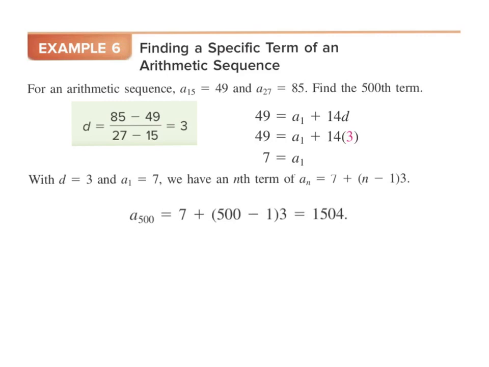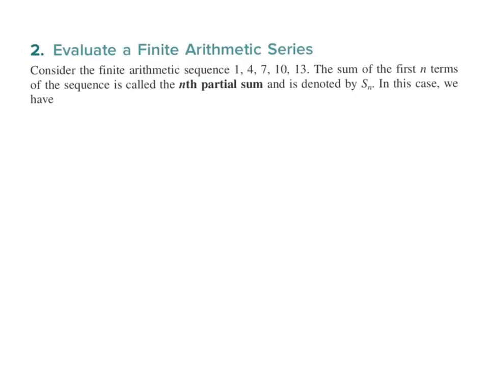So arithmetic series. Remember, a series is just adding up the sum of the sequence, and it's going to be true here as well. For example, here's a finite arithmetic sequence: 1, 4, 7, 10, 13. The sum of the first n terms, in this case the first 5 terms, is the nth partial sum, and this is denoted S sub n.